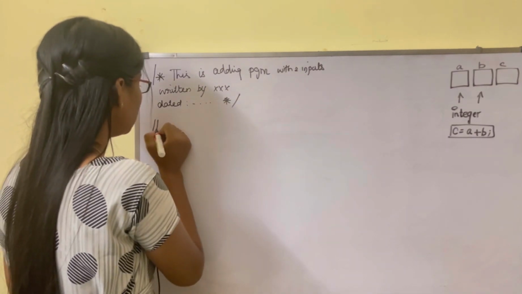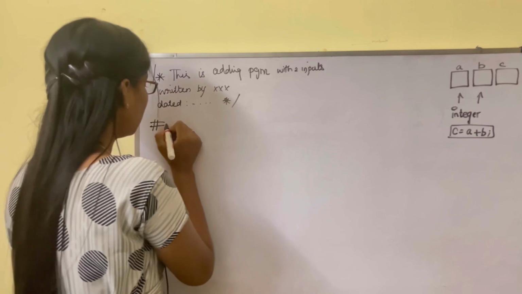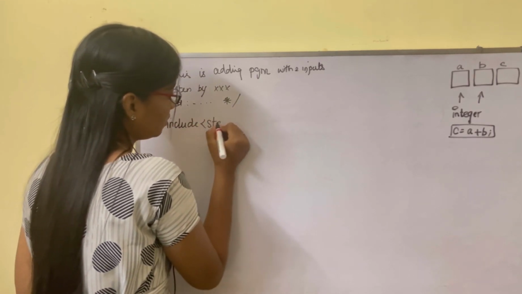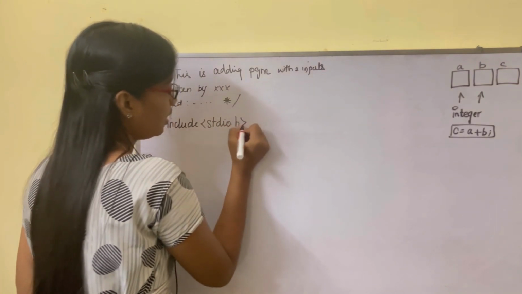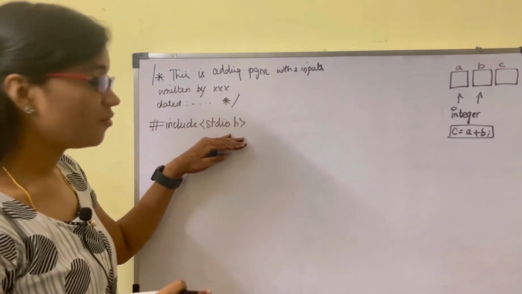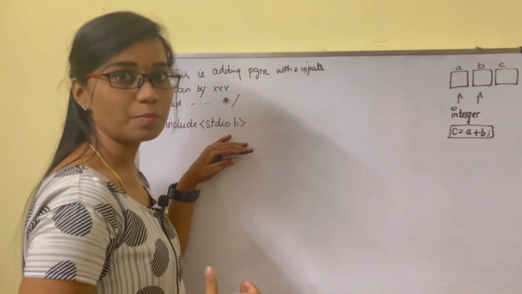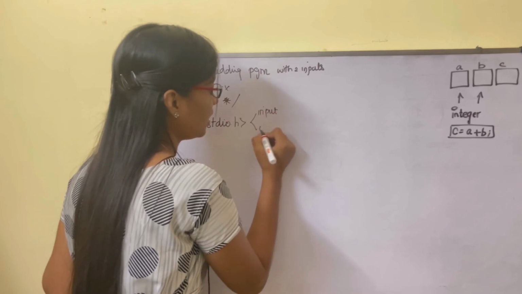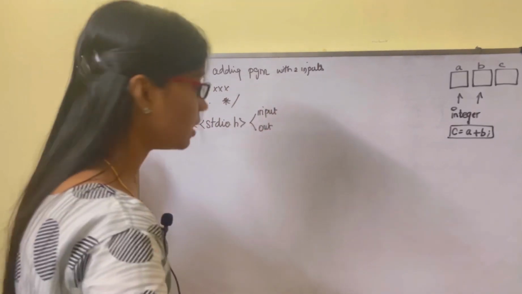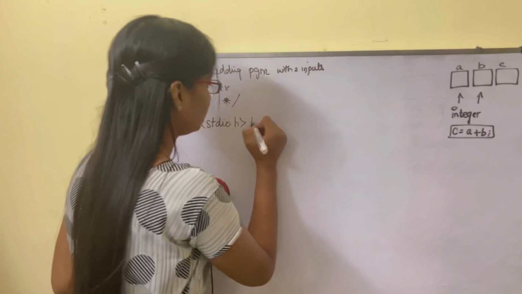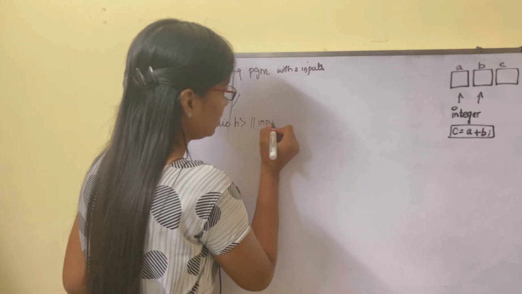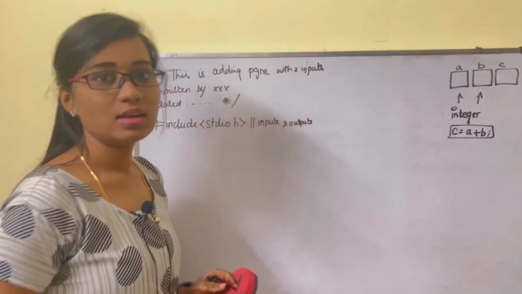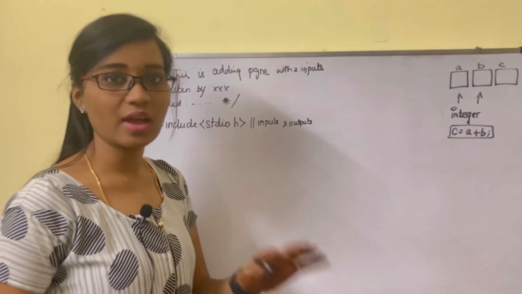Next, let's start with the linker section, adding our header files: include stdio.h, the standard input output header file. This header file is responsible for accepting our input and giving output. Let's use the comment lines: inputs and outputs. The standard input and output functions are printf and scanf.